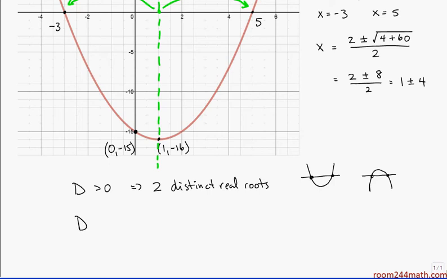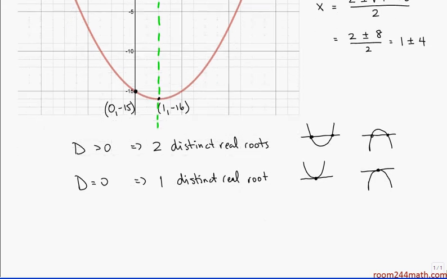And if you have a discriminant equal to 0, then again, imagine the quadratic formula. You have a value that corresponds to the x-coordinate of the vertex, plus or minus 0. Well, it's not going to change anything if you add or subtract 0, so you only get one distinct real root. And that corresponds to a parabola coming down and just touching the x-axis, or alternatively, if it's facing down, it just comes up and touches the x-axis in one place.